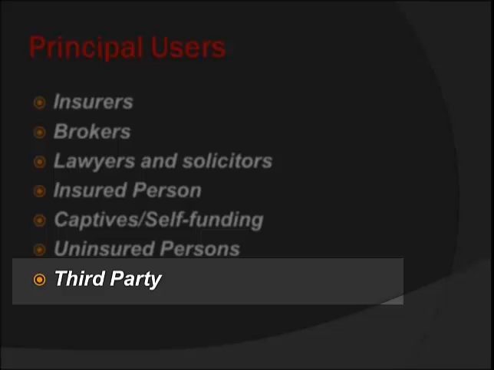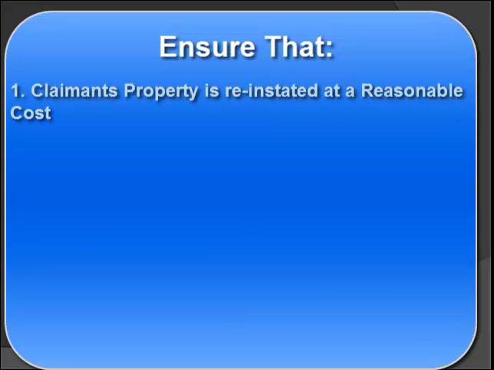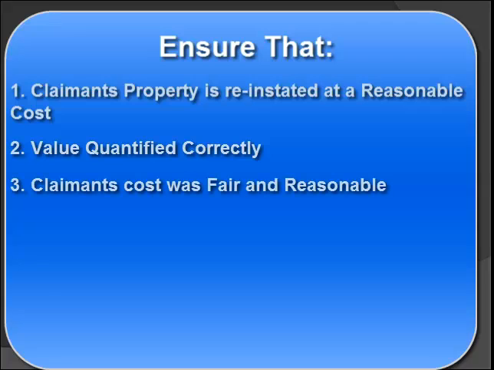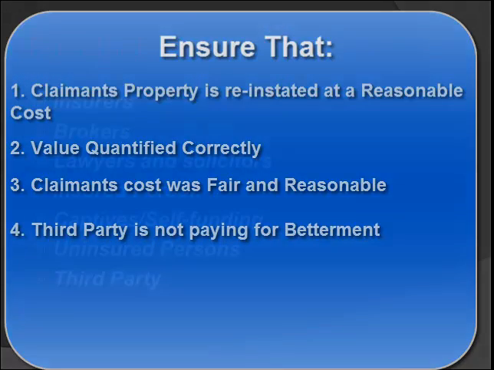Third party. A person who causes damages to a third party's property may appoint an investigator or adjuster to ensure that first, the claimant's property is reinstated at a reasonable cost. Secondly, that the value of the property has been quantified correctly. Thirdly, where the damages have been reinstated, the claimant's cost was fair and reasonable. And fourthly, the third party is not playing for betterment.